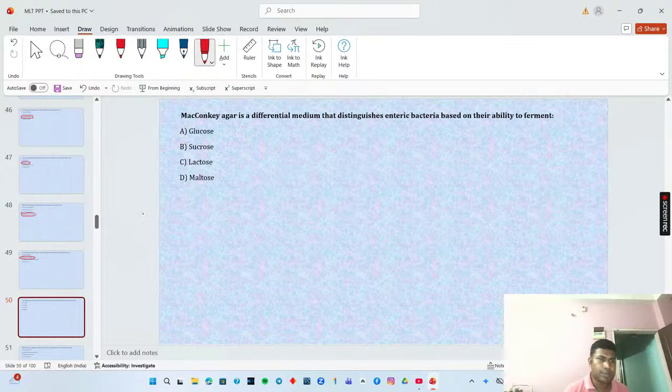Okay. Now the question is: MacConkey agar is a differential medium that distinguishes enteric bacteria on the basis of the ability to ferment what? MacConkey agar is a differential medium which enables us to distinguish the enteric bacteria, means the bacteria which are present in our stomach, on the basis of the ability to ferment lactose. Okay, the answer of this question will be lactose. You have to remember it.